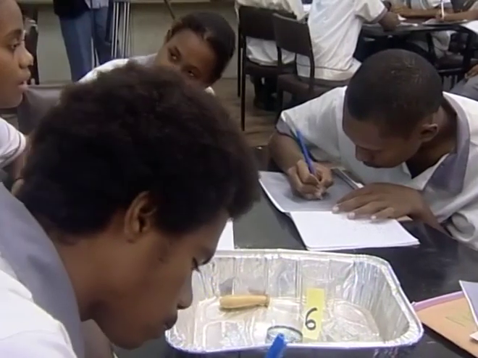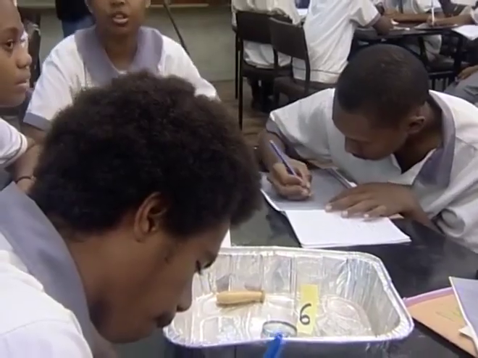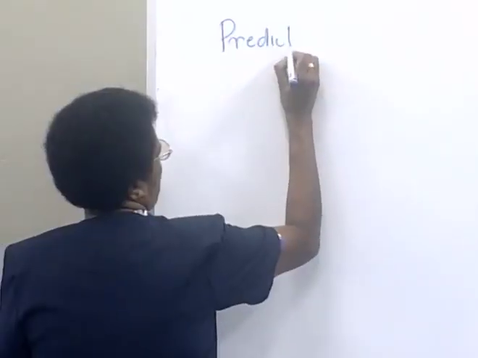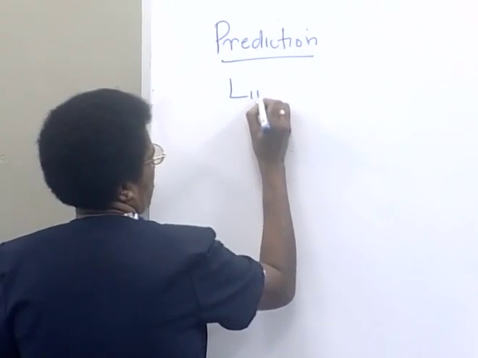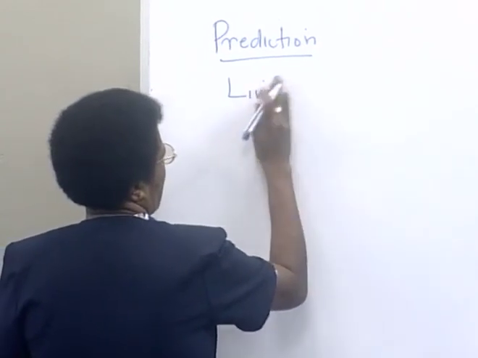Now let's see what you have for your prediction. Patricia, what do you and your friends have for your prediction? What do you think will happen when vinegar is poured on the limestone? It will break down. What will break down? The limestone. So that's the prediction.